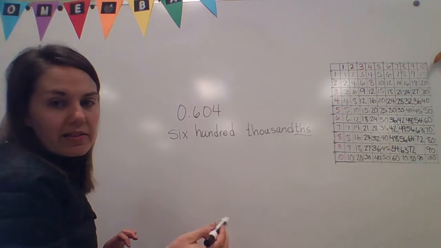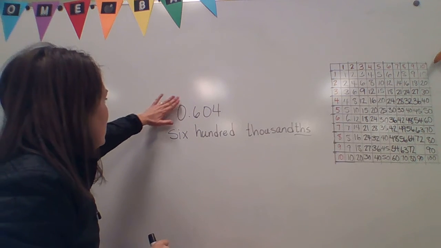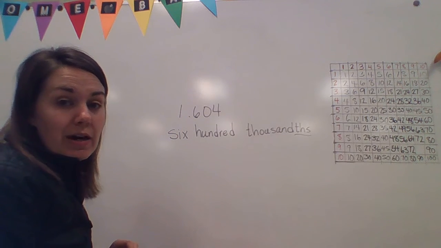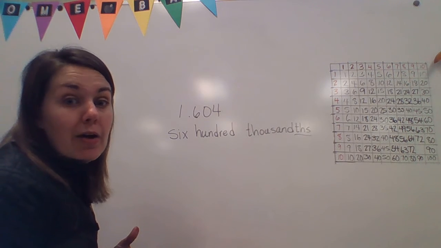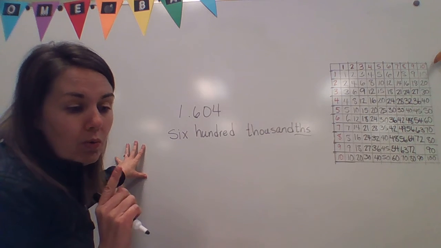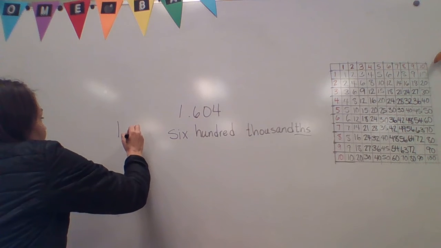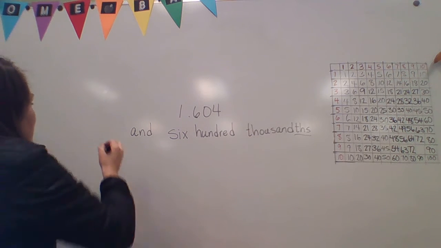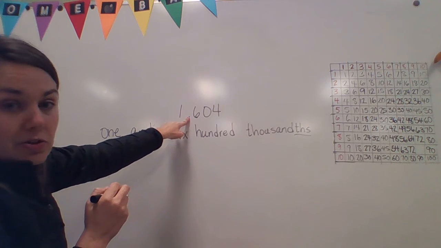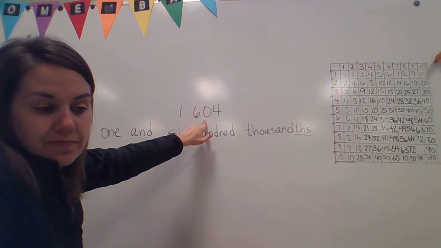Thousand with at the end. And what is the word form if I change it so that I have a 1 before my 600 thousandths? Then I'm going to say I have 1 and 600 thousandths because I have a whole 1 and then I have the 600 thousandths. In word form, I would say 1, and you can think of the decimal point as your "and," 604 thousandths.